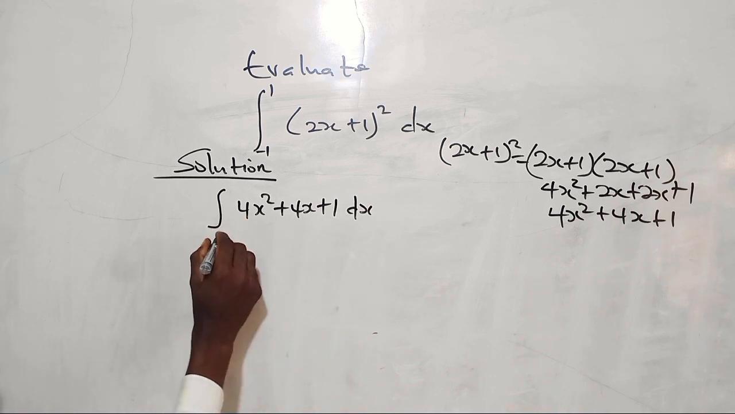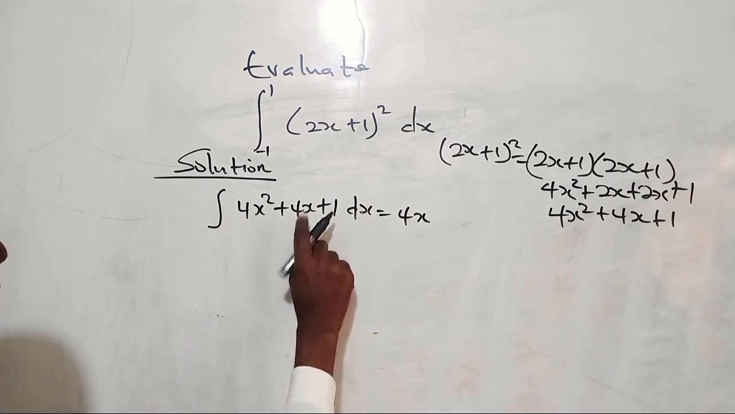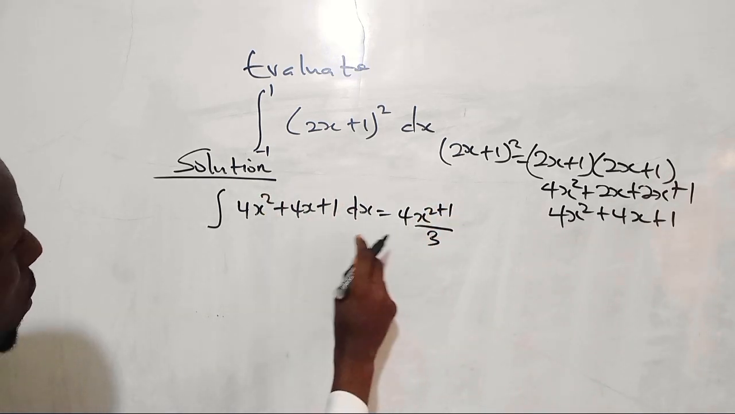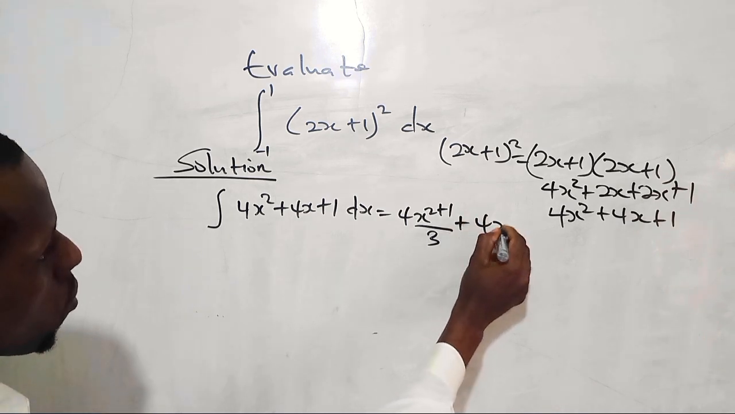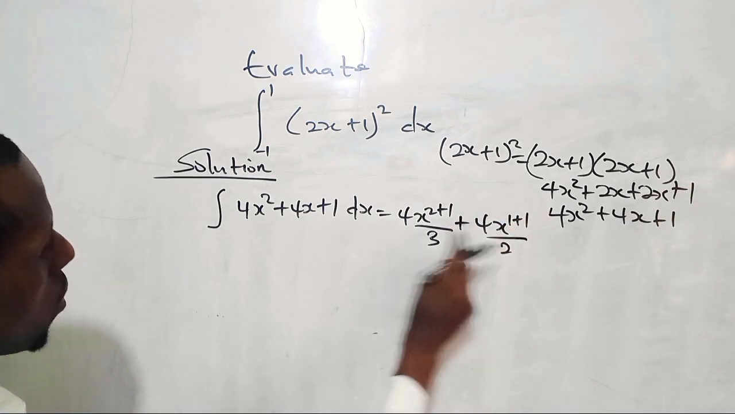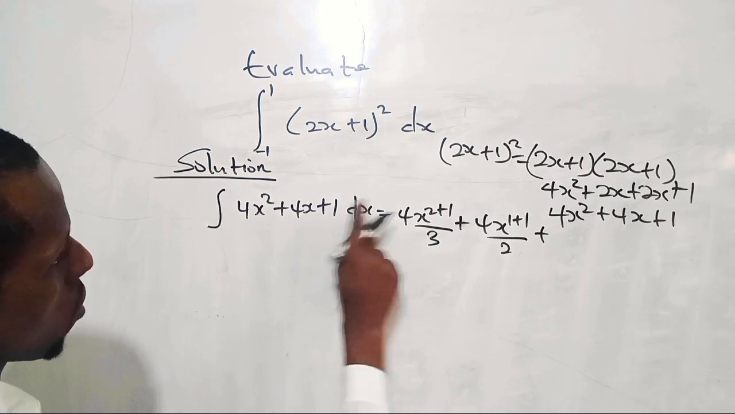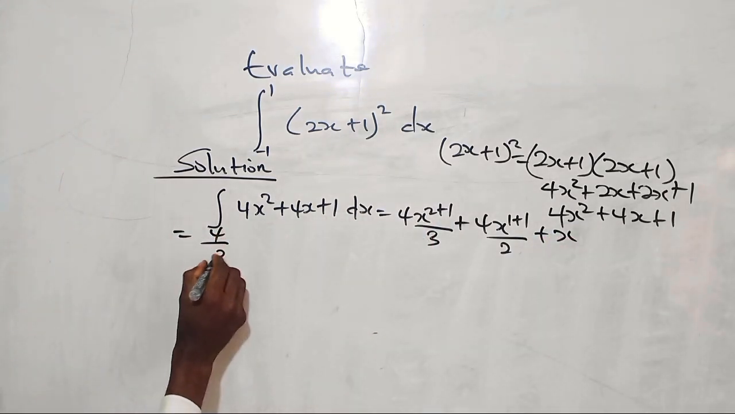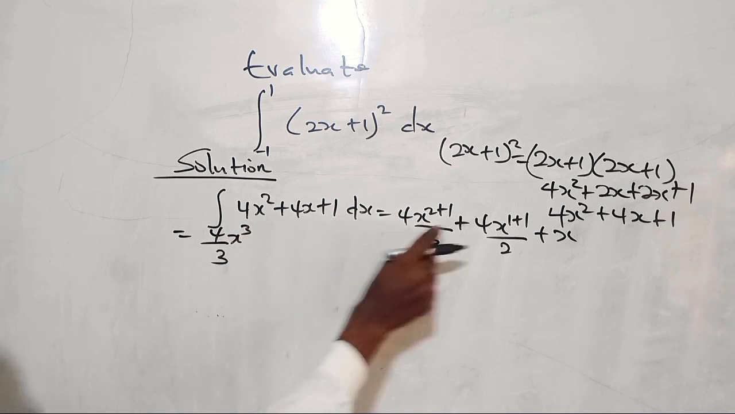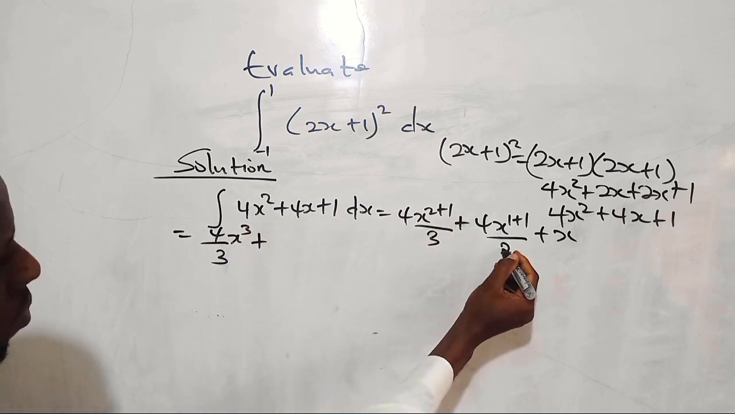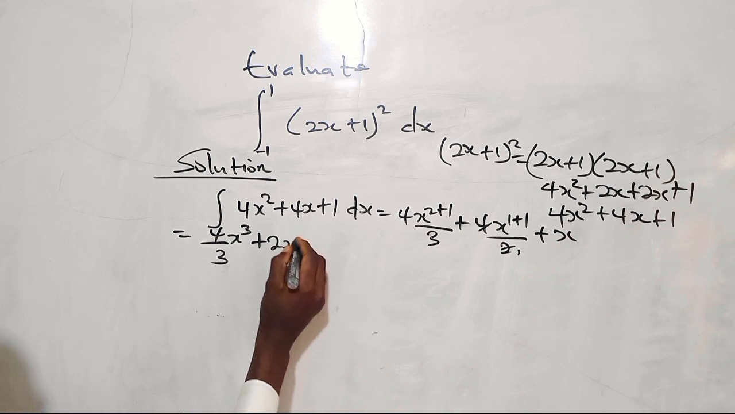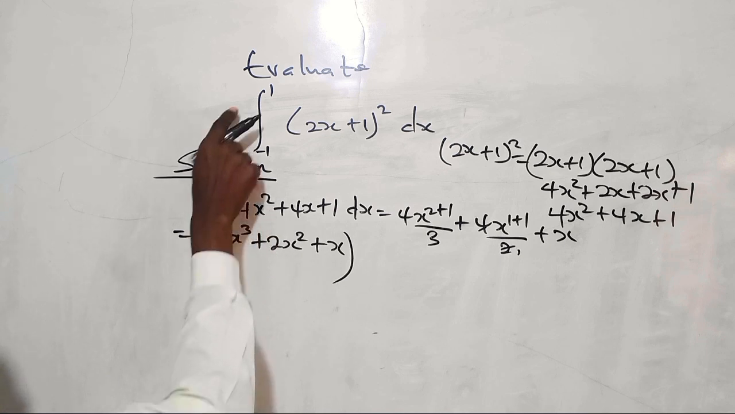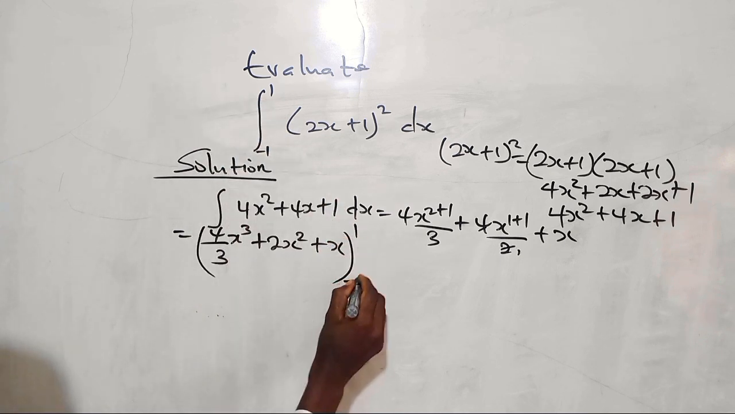So here we have 4x to the power 2 plus 1, I'm adding 1 to the power and dividing by the power. Plus 4 times x to the power 1 plus 1, dividing by 2, plus the constant, which is x. So from here I have 4 over 3 x raised to the power 3, plus 2x raised to the power 2, plus x. So I can now apply the limits of integration, which are 1 and minus 1.